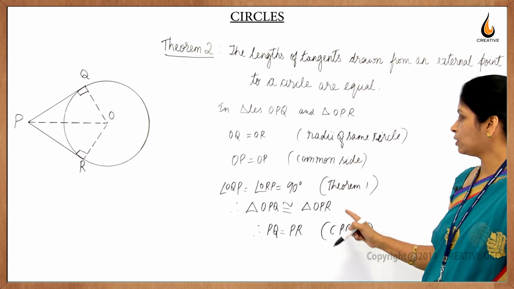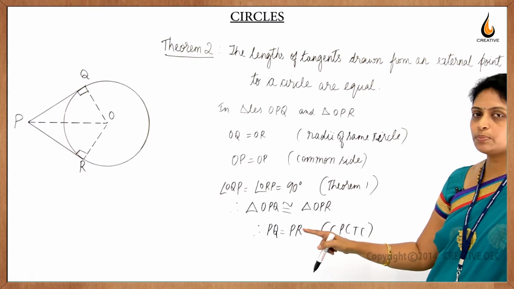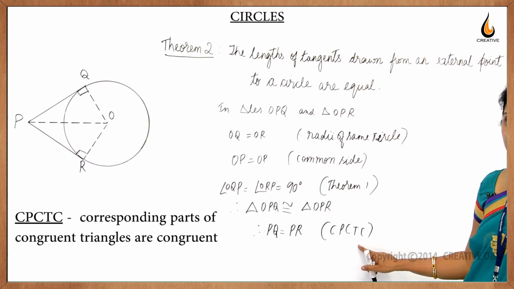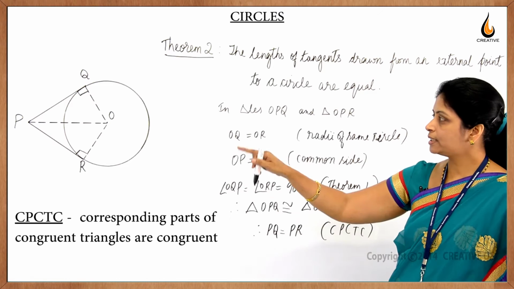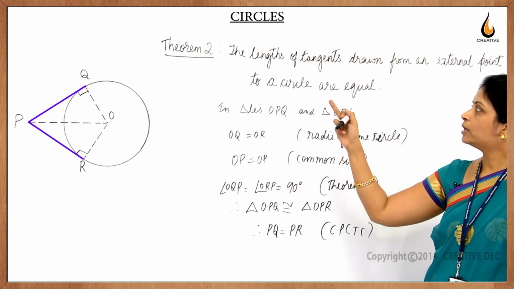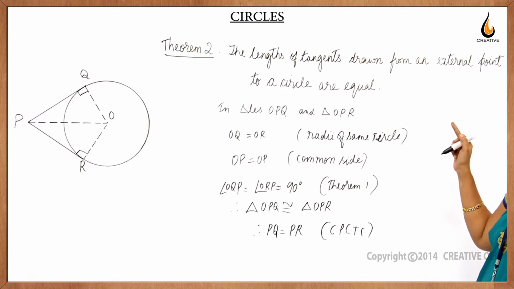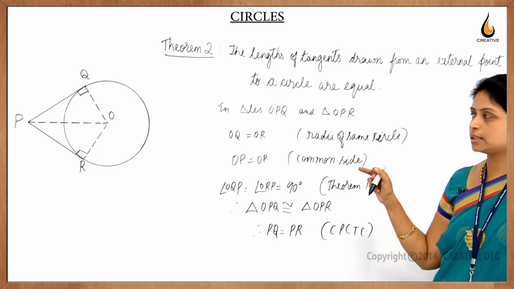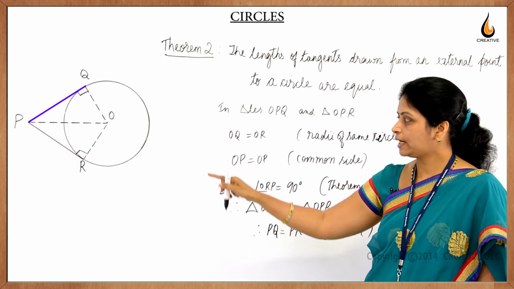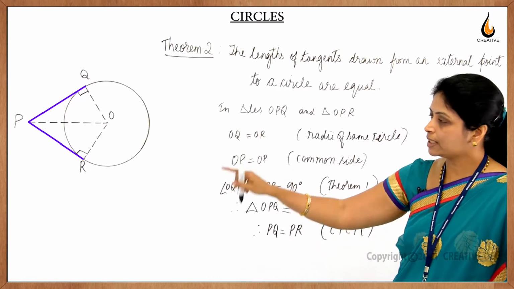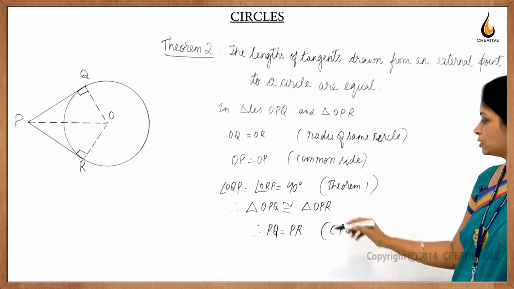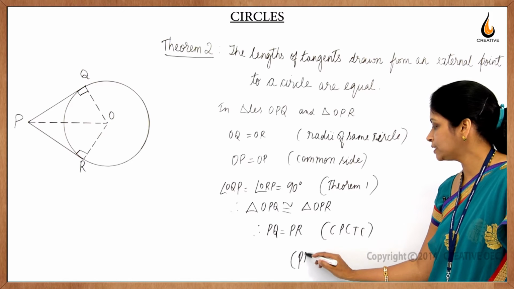When two triangles are congruent, we can say that the corresponding parts of congruent triangles are congruent, which we write as CPCTC, and therefore, the corresponding sides PQ and PR are equal to each other. Therefore, according to the theorem, the lengths of the tangents drawn from an external point to a circle are equal. Both the tangents will be of equal length. PQ is a tangent and PR is a tangent, which are drawn from the external point P to the circle, and both the tangents will be equal in length. So, this is the proof, and we can write this as proved.